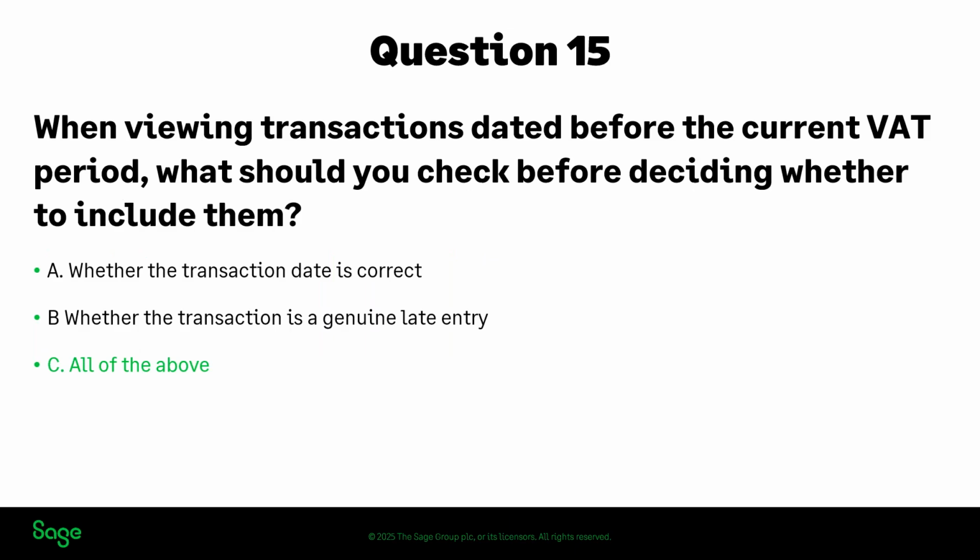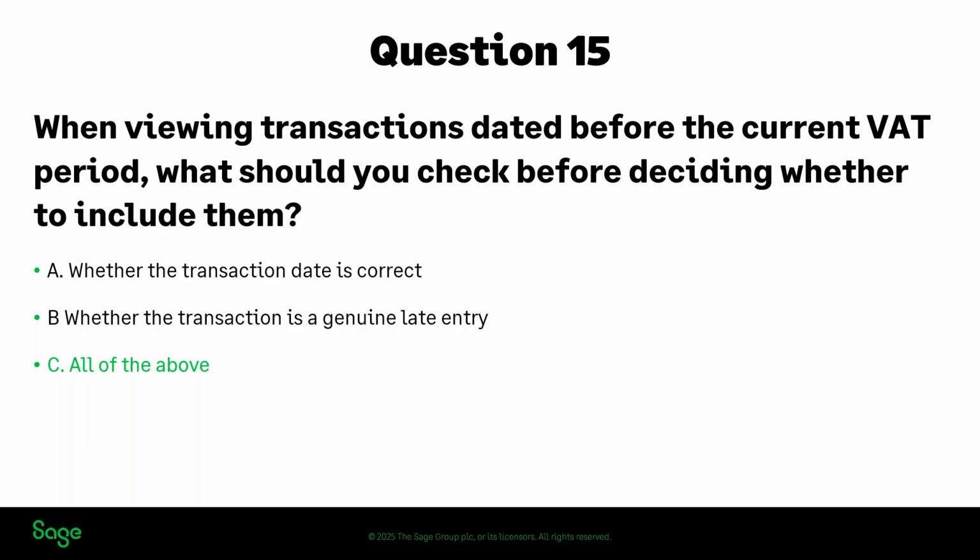Question 15, when varying transactions dated before the current VAT period, what should you check before deciding whether to include them? Well, basically, you want to check everything about that transaction. Is it a genuine transaction? Should it have been entered? Should it have been entered with that date in the first place?